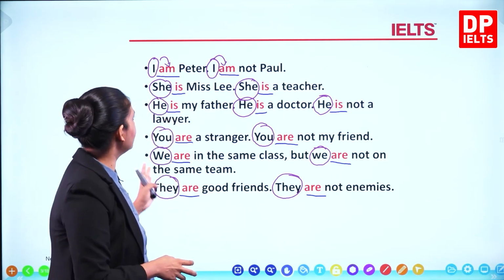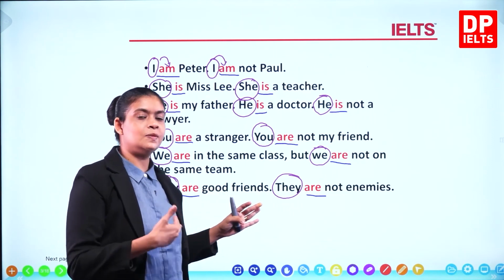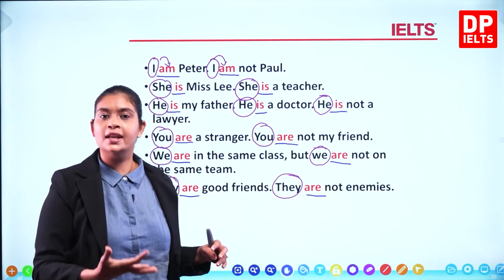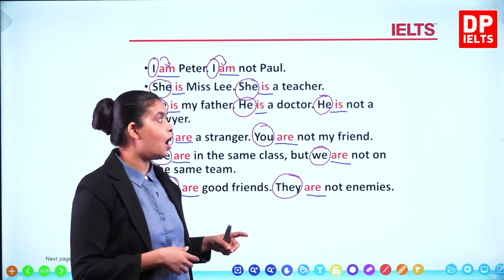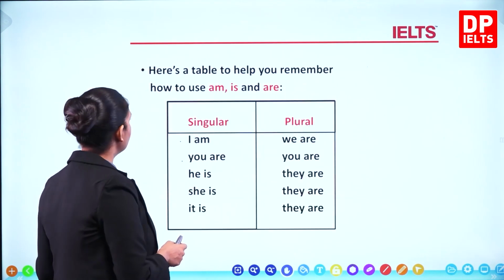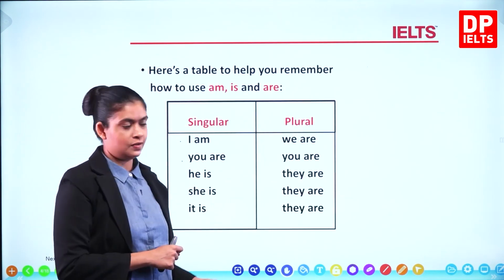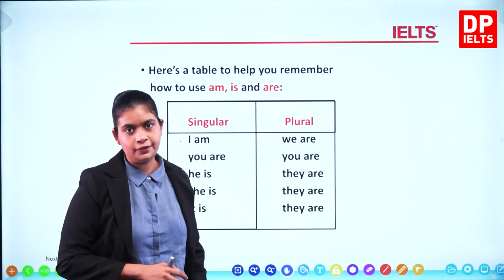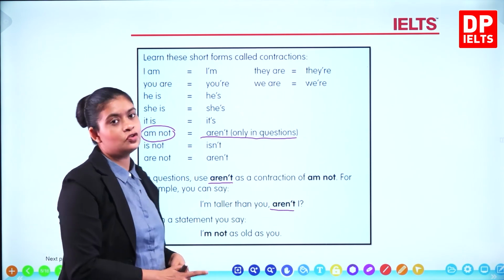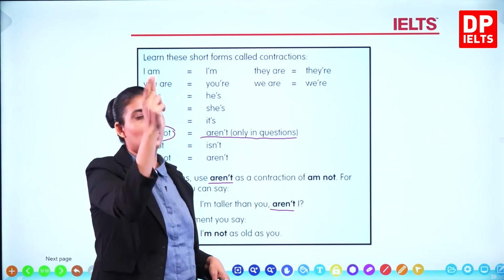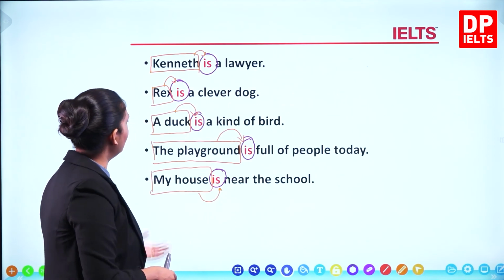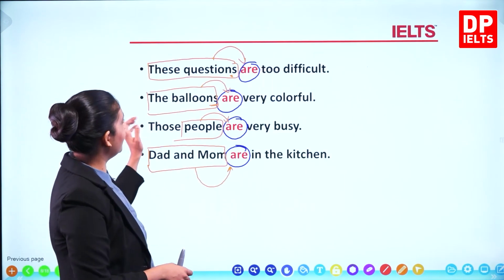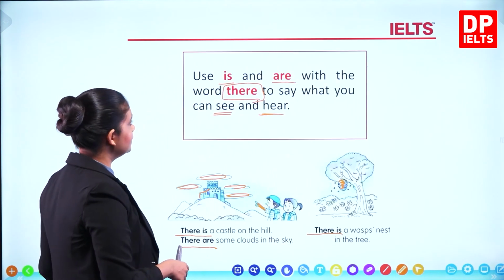So we had a look at I and we said, okay, I is being used with am, is being used with singular nouns or pronouns, are is being used with plural nouns or pronouns. And then we had a look at how you change the singular to the plural form. Then of course we had a look at contractions. Remember, two words put together. And then we had a look at some of the examples. And then we had a look at there is, there are.